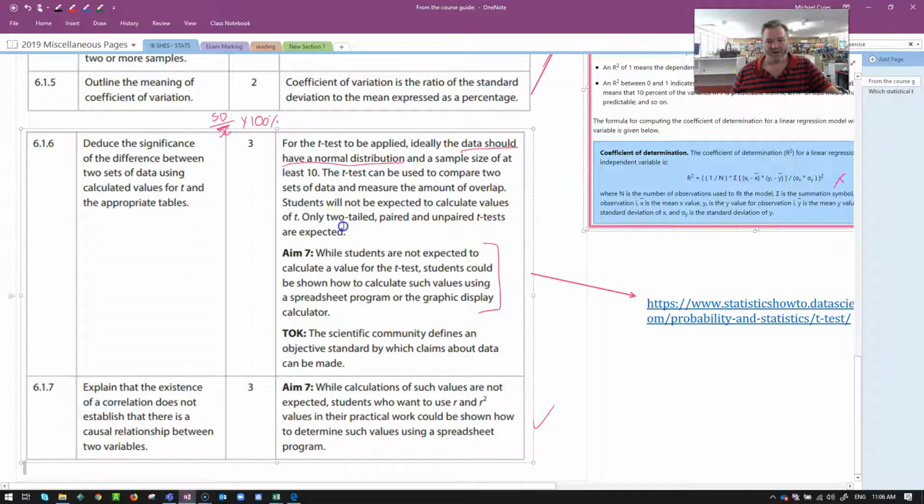So what do they mean by two-tailed? When you're doing a t-test, with your null hypothesis, usually there's no difference between these two groups. There won't be any difference observed.